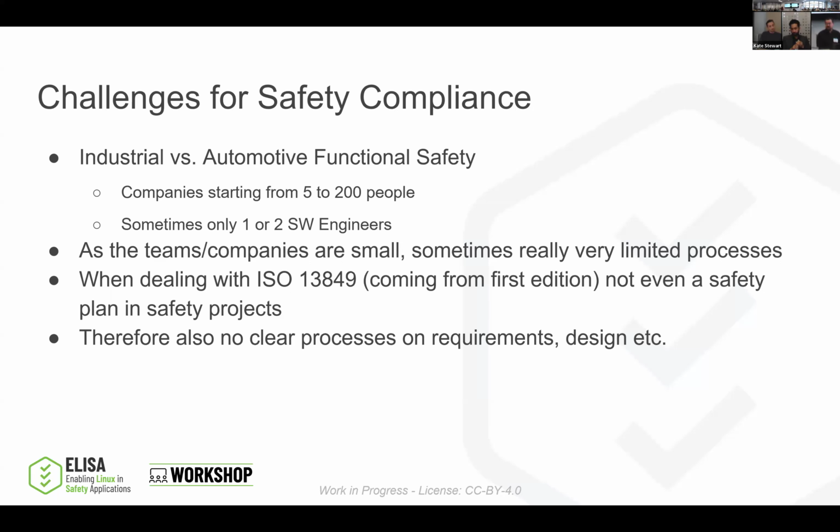We also have really the extreme when we talk about 13849. This is the machinery functional safety standard. In the first edition, there was not even, now in the second edition from 2023, we have it finally, but in the first edition, there was not even a requirement for a safety plan. It's not there. So there are different backgrounds when we talk about functional safety coming from the different domains.